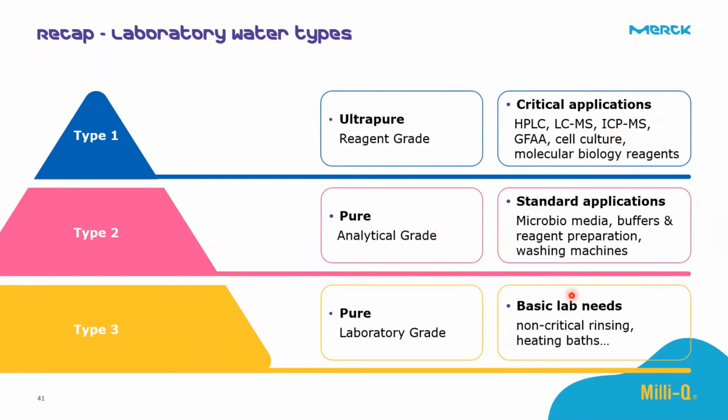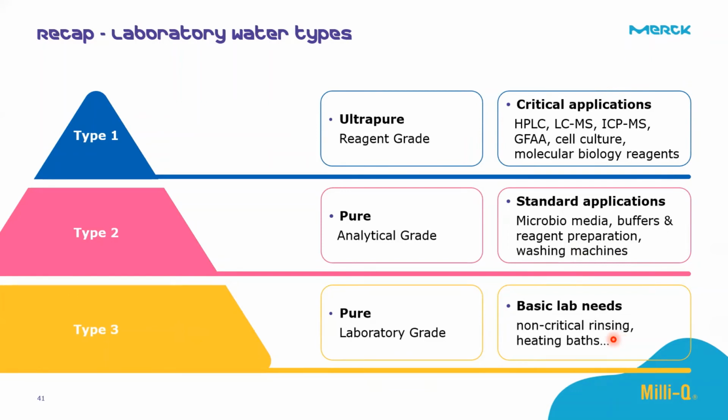We have type 2 water for standard applications like microbiology, buffers and reagent preparations, and glassware washing machines in the laboratory. That's your type 2. And of course, we have type 3, which is for basic laboratory needs. This is for non-critical rinsing, water baths, autoclaves, rotary evaporators, and so on.